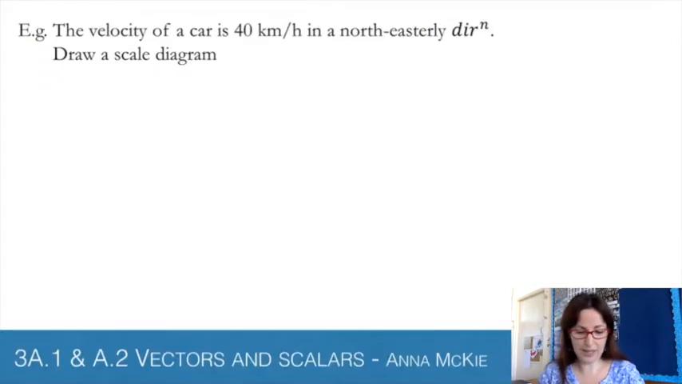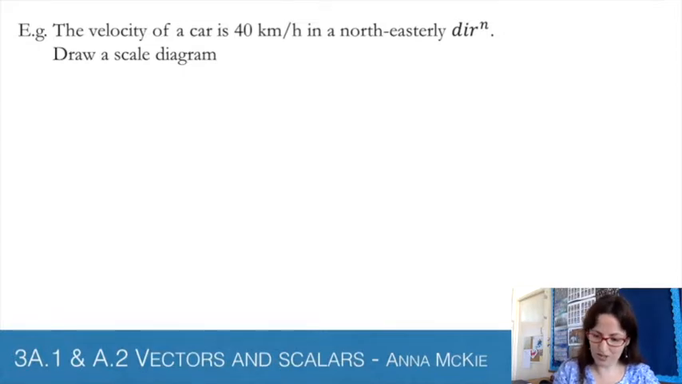All right, so an example here. The velocity of a car is 40 kilometers an hour in a northeasterly direction. So just while we're on here, the 40 kilometers an hour, what is that? That's your scalar that tells you the magnitude of the vector because it's now got a direction. So how do we draw a scale diagram? Hope you've got a ruler. Thinking about where that goes. Northeasterly direction, so that is exactly on the 45-degree angle in the northeasterly direction.